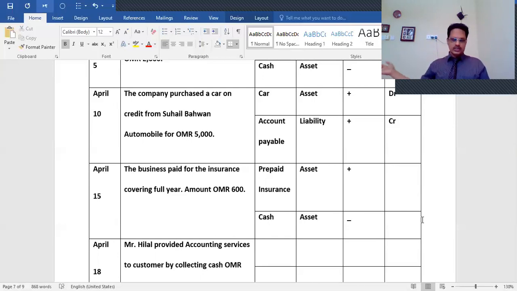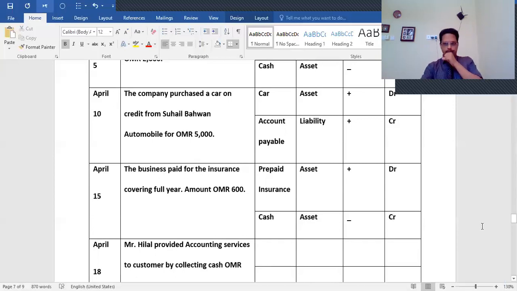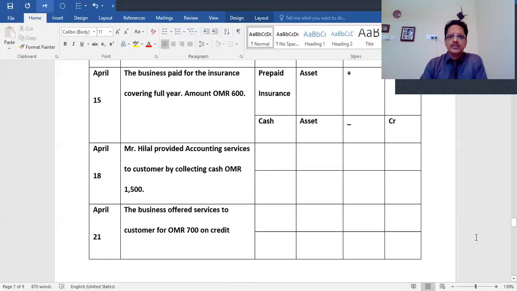In the traditional approach, sometimes, if you find it very easy, you can apply the tradition also. But according to the new rule, the modern approach, asset increase means debit, and asset decrease means credit. So now I think you can understand this.